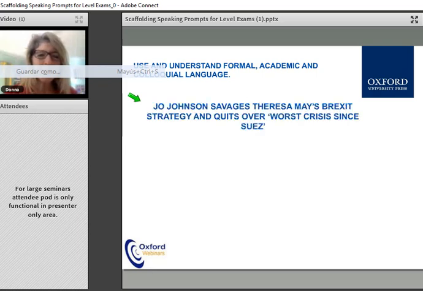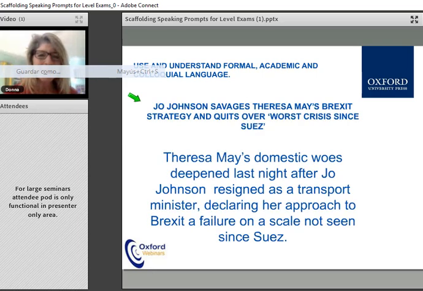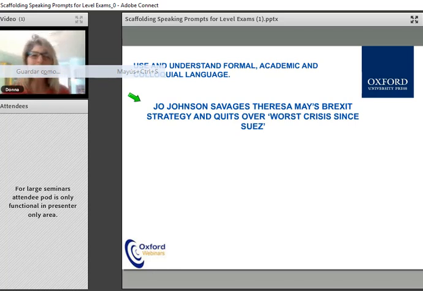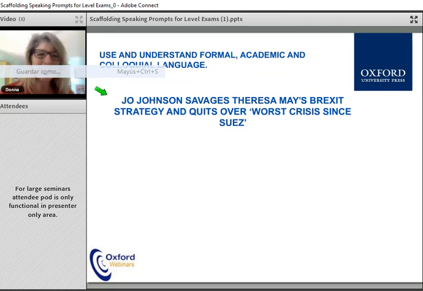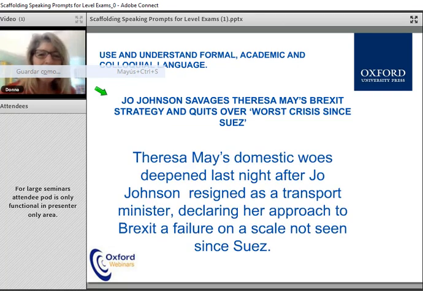And one strategy we can give them is, we're going back to the irony. Remember the images in level 1 where I said there were 3 correct images and there was only 1? Well, in this we can also do it, but with sentences. Joe Johnson savages Theresa May's Brexit strategy and quits over worst crisis since Suez. Now, what does that mean?